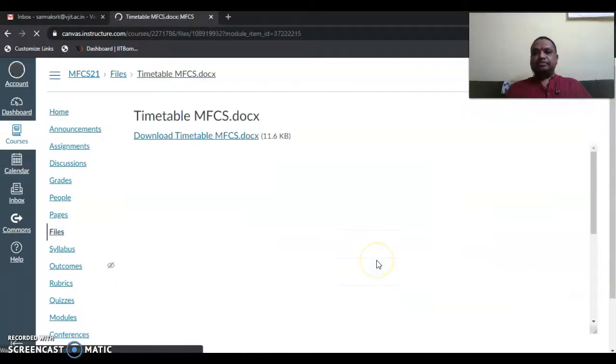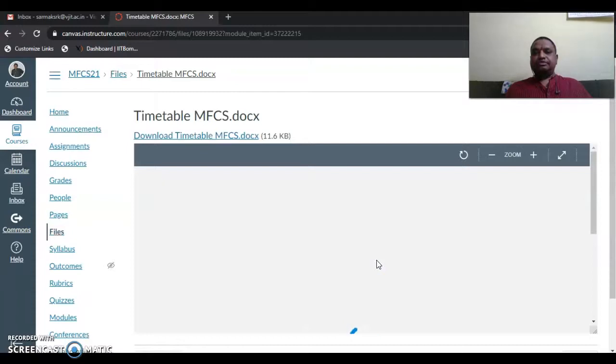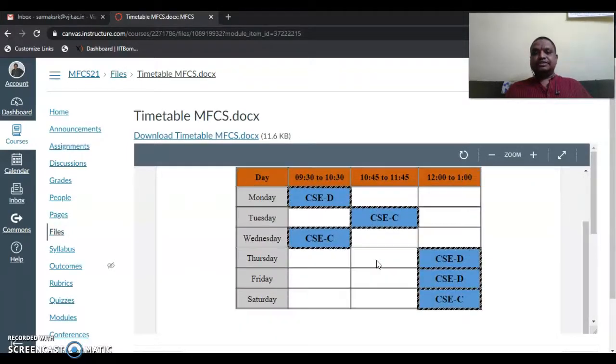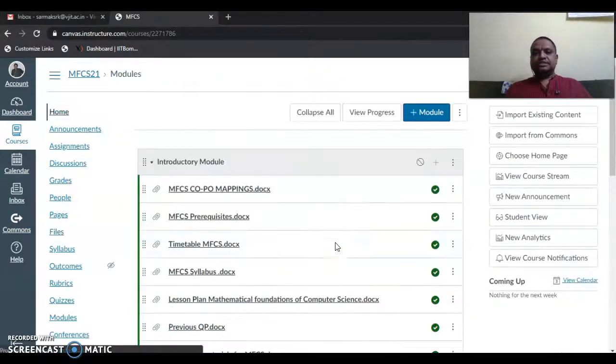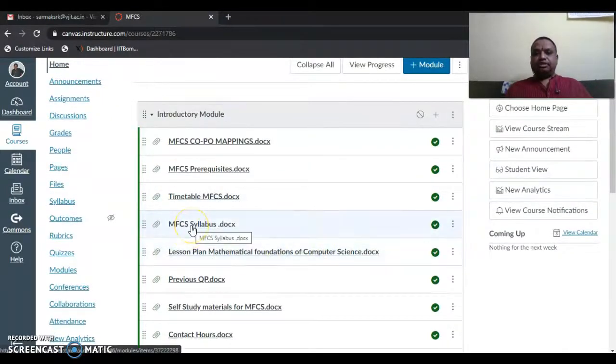Coming to the timetable of the MFCS, in total we'll be having online classes. For each and every section we'll be having three classes. So this is my timetable for the MFCS per week. This comes under our contact lectures.